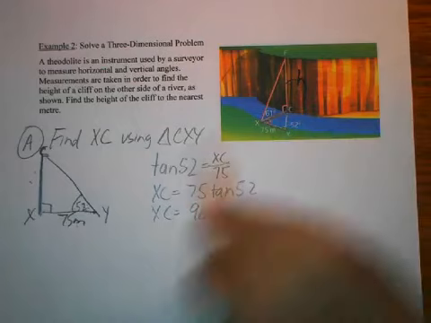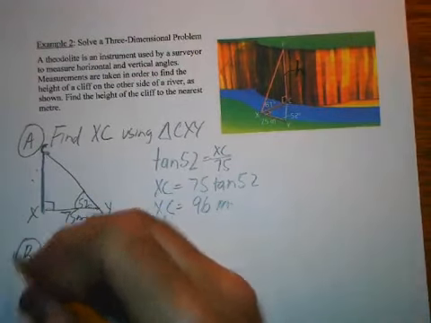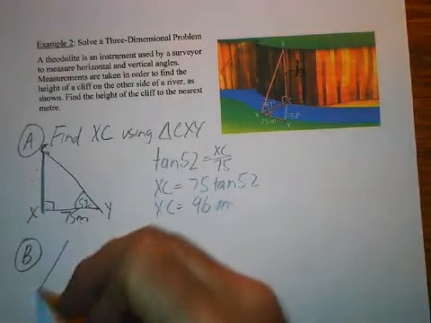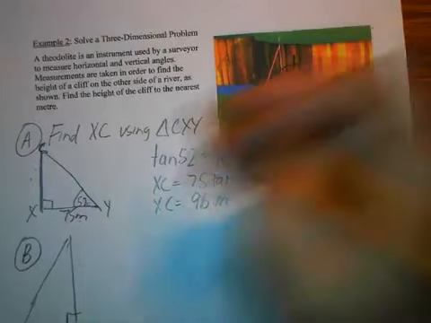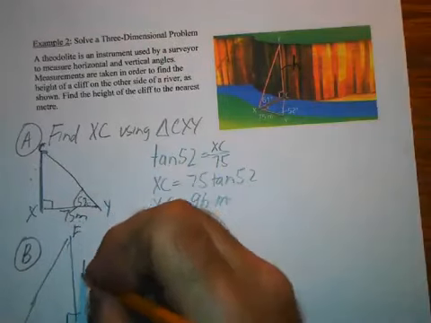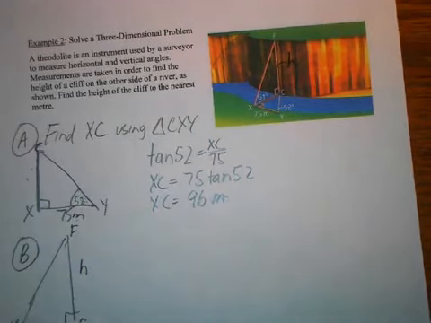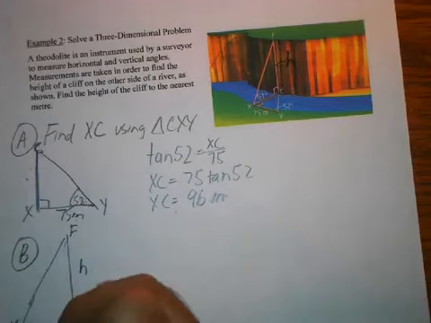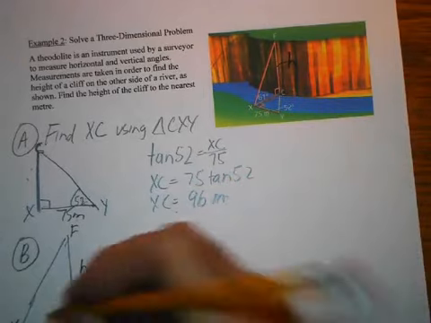But that's not what they asked. They asked what's the height of the cliff. So our part B is going to be now looking at this vertical triangle. Okay, so we got F up here. There's the side that I've called H. There's my XC, and I just figured out XC from the previous question. That's 96 meters. And this angle at X is 61 degrees.